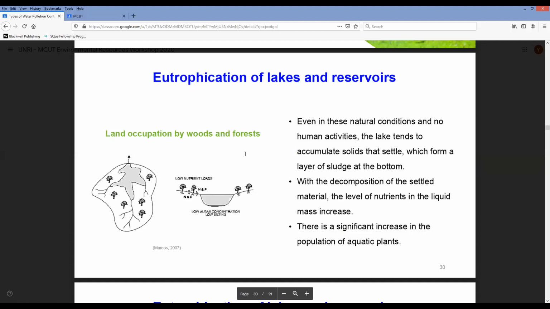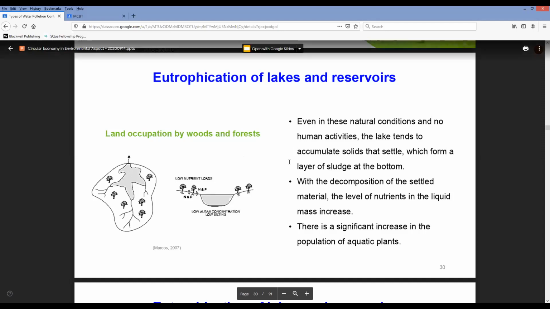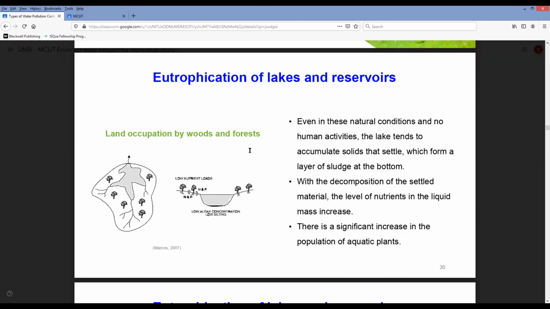Even in this natural condition with no human activity, the lake tends to accumulate solids, which settle and form a layer of sludge at the bottom. So this is natural. With the decomposition of the settled material, the level of nutrients in the liquid mass increases. This causes a significant increase in the population of aquatic plants. So this is a natural condition that makes eutrophication happen. Okay, next please.